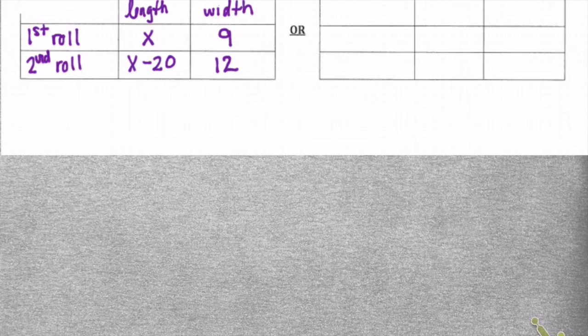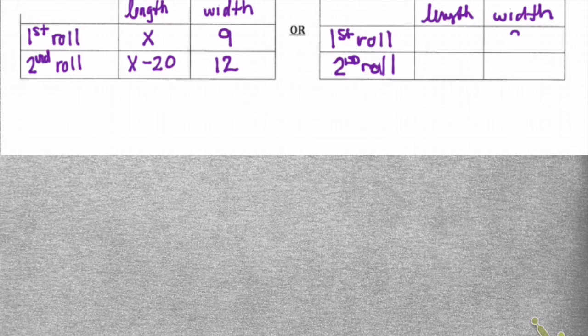Now that may not be how you thought it through, so let's look at the other chart. Again, we have our first roll and our second roll, and our length and our width. And of course the width is going to be the same. That first roll is 9, second roll is 12.